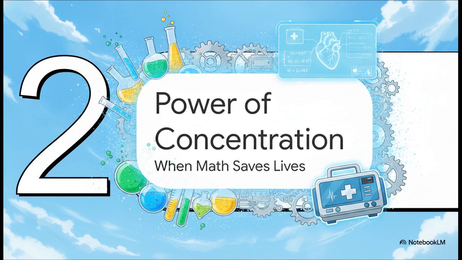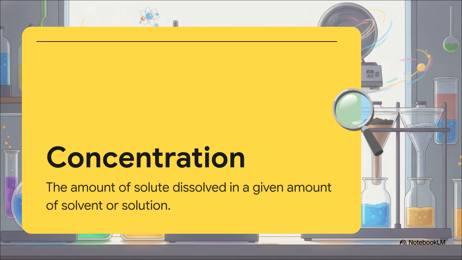Section 2. The power of concentration. When math saves lives. Now that we know what is mixing, let's shift our focus to how much is mixing. We define concentration as the exact amount of solute, the stuff being dissolved, in a given amount of solvent, which is the stuff doing the dissolving.